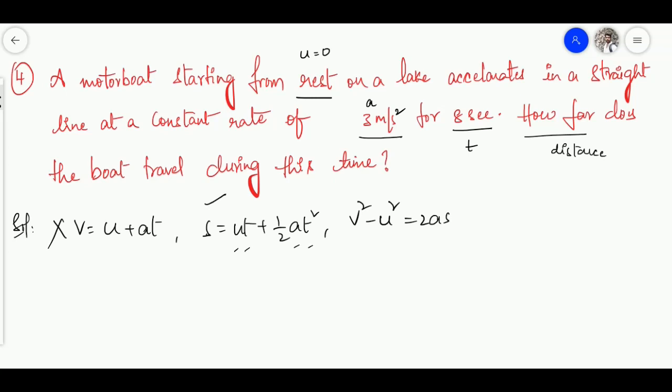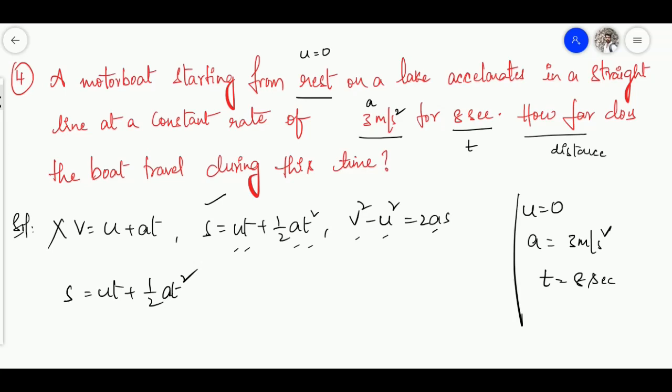And we know one more thing. We know a, we know u, but we don't know the v value. For getting the v value, we have to use the first equation. So let's go with the straightforward equation by choosing the second one. s is equal to ut plus half at square. The initial velocity is 0, acceleration is 3 meters per second square, and the time is 8 seconds. So let's plug in these values.